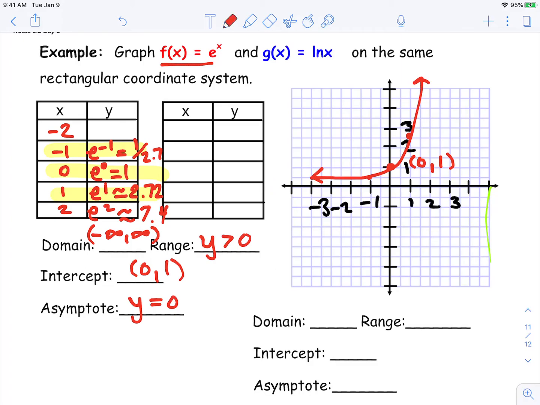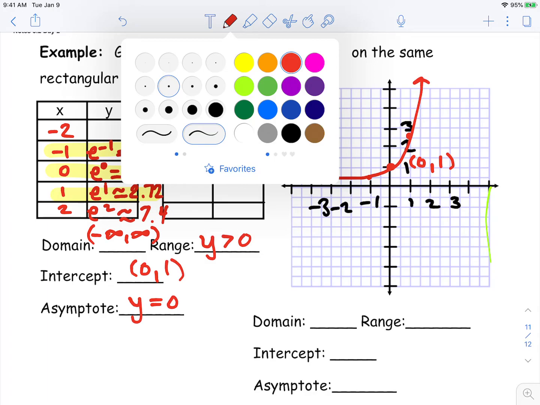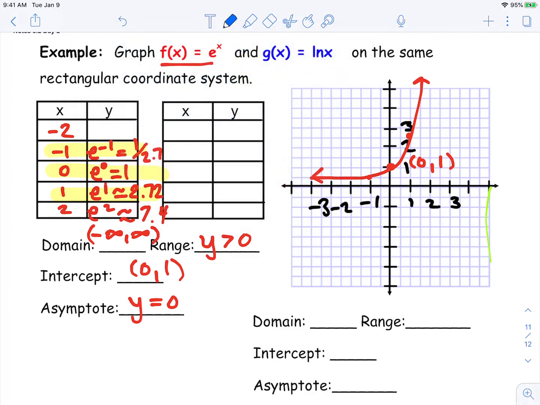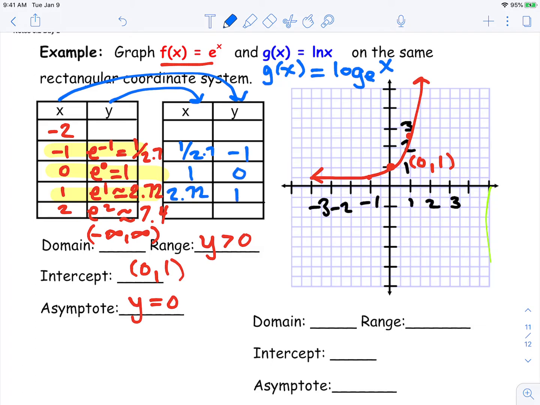Okay, so now to graph the blue function, the natural log, this is the same thing as a logarithm of base e. They're the same notation. These two functions are inverses of each other. So this is going to become my y value, and that's going to become my x value because they are inverses. And now let's graph them.